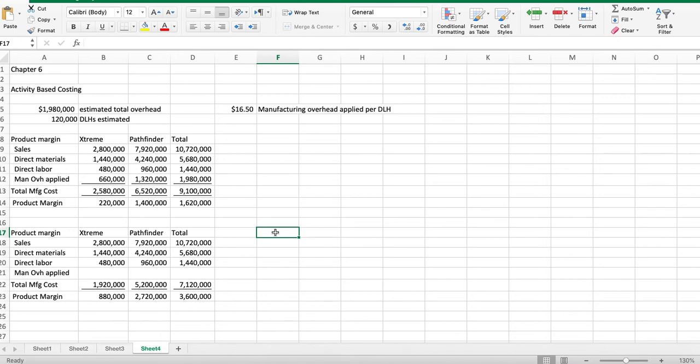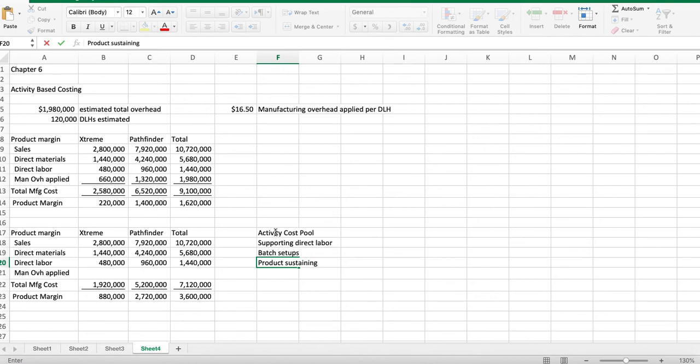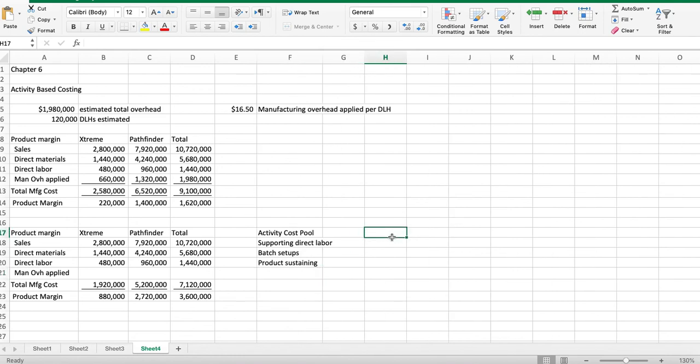And so in our activities, let me get to my activities. Okay, so I've got my activity cost pool. This is my supporting information. I've got supporting direct labor, that's 1. I've got batch setups. And these are going to be different for every organization. We're just looking at what activities are happening and have a material amount of overhead allocated to them. So those are the 3 cost pools.